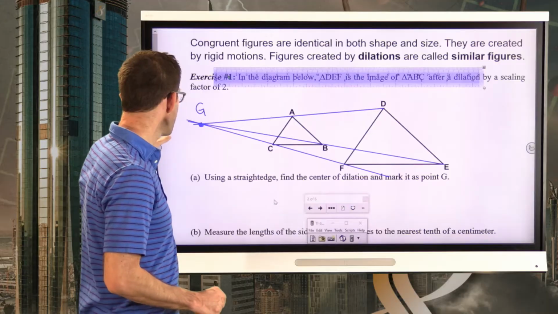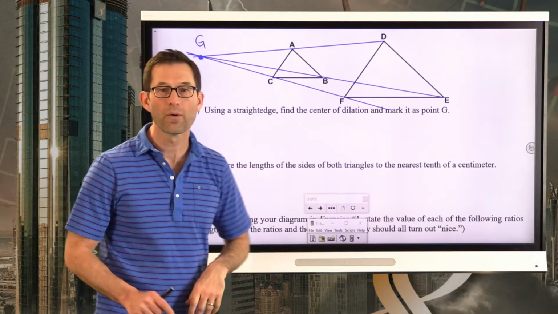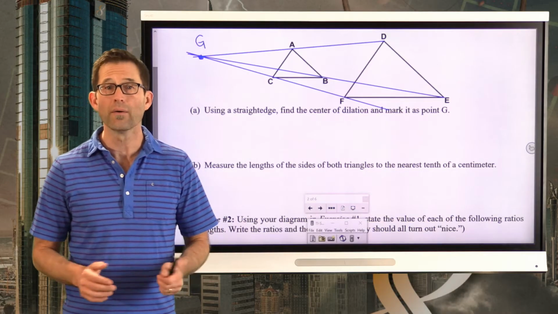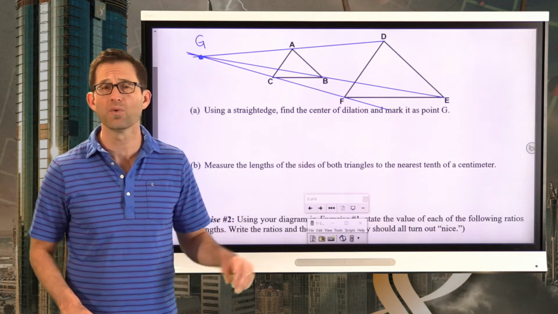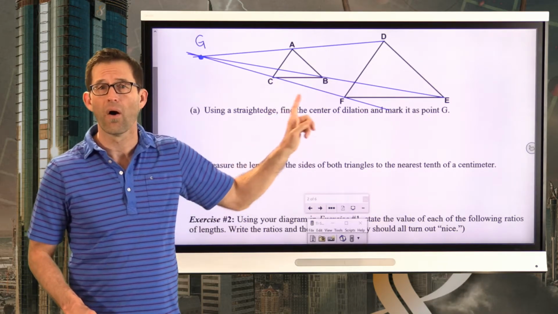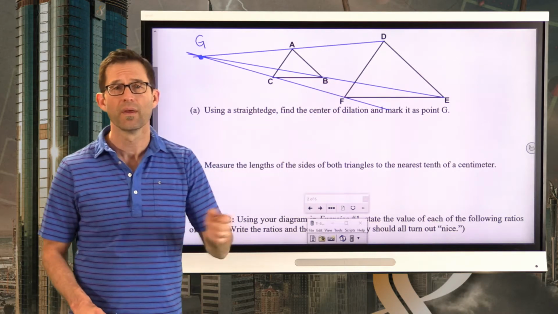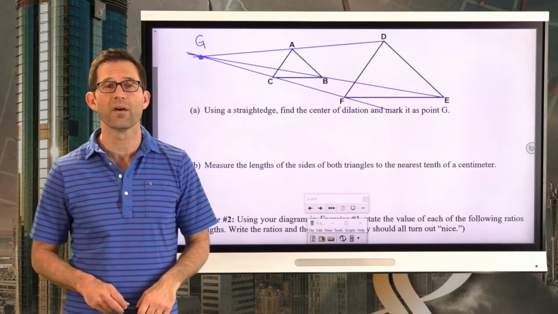Anyway, let's take a look at letter B. Letter B says, measure the lengths of the sides of both triangles to the nearest tenth of a centimeter. Take your ruler out as carefully as you can. Measure the lengths of all six sides, three on each triangle, and see what you get. Again, to the nearest tenth of a centimeter.